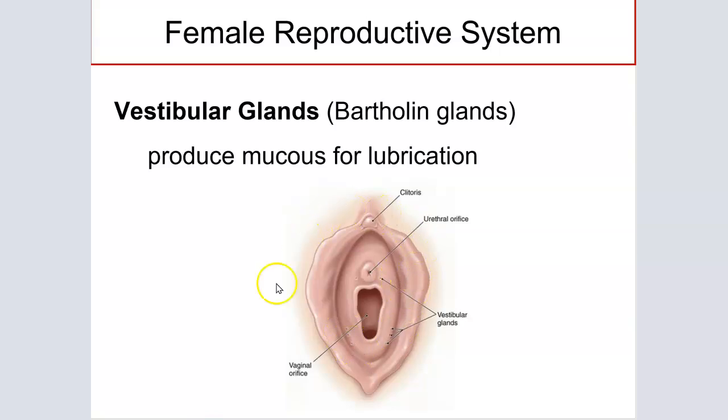And in fact, this view, what you're looking at, is considered the vestibule. It's just kind of the opening to the vagina is in here. And so we can see those glands. And the other thing is, obviously your vagina has an outside opening.